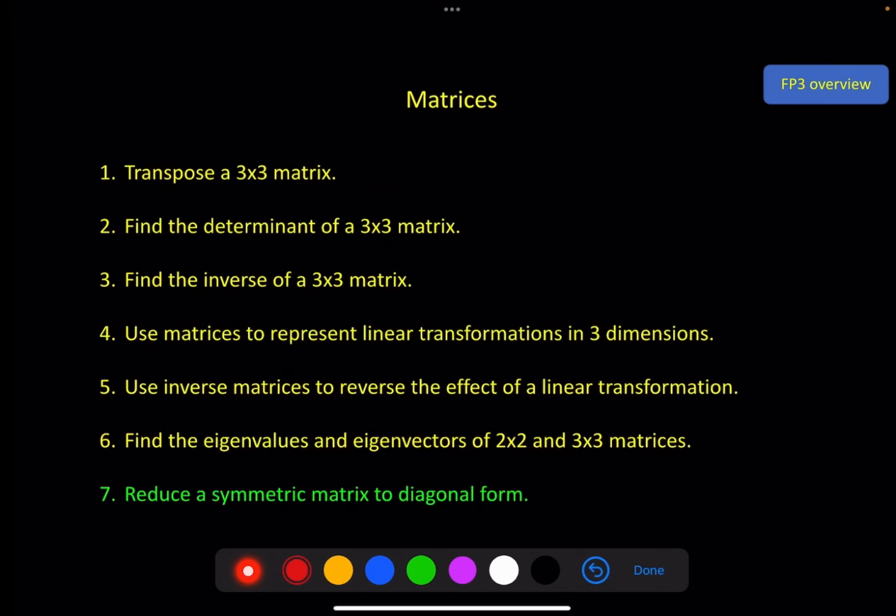In this final video of the FP3 module, we are going to reduce symmetric matrices to diagonal form. And to do this, we're pulling heavily on the previous video with eigenvalues and eigenvectors. Take note though, we're working with symmetric matrices in this video. So each of the questions in the examples you'll notice is a symmetric matrix.